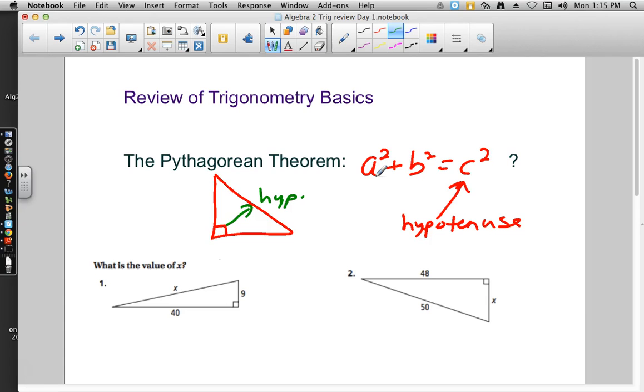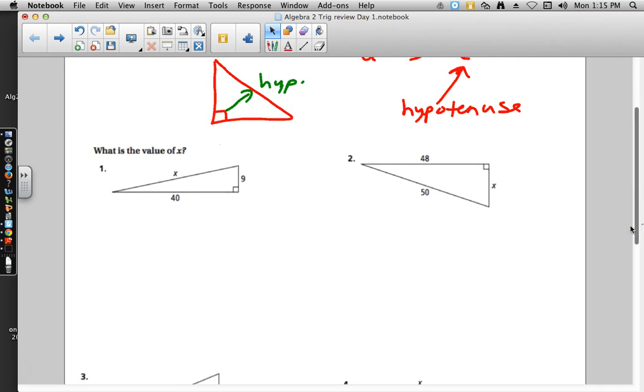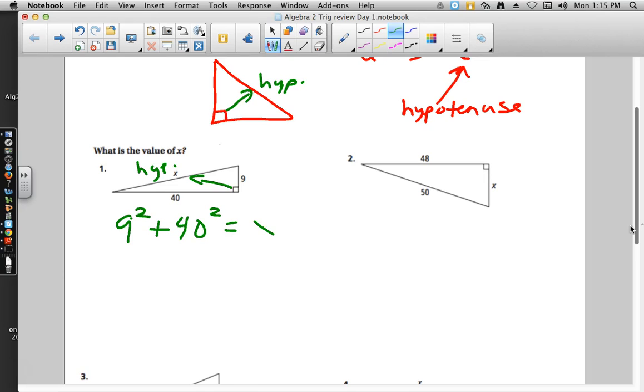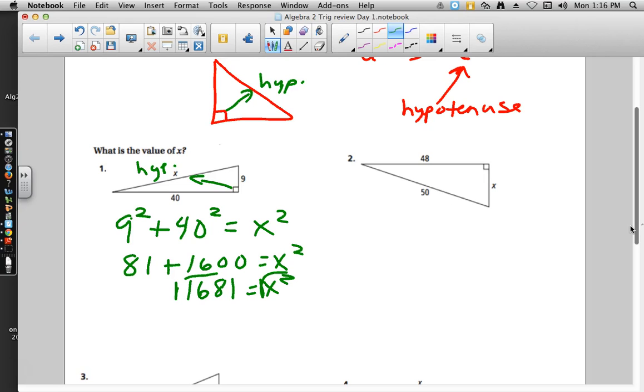So in number 1, it says, what is the value of x? And I notice that x is, in fact, going to be my hypotenuse because it is the side that's opposite that right angle. So I take the two sides, 9, and square it, 40, and square it, and set it equal to x squared. And then I figure out what 9 squared is, and that's 81, and what 40 squared is, and that's 1600. And I add those two together. And now, to get rid of squaring something, I need to take the square root. And I'm hopeful that the square root of 1681 is something nice. So you punch that into your calculator, and it gives you 41. So the hypotenuse in this drawing, the x value, is 41.